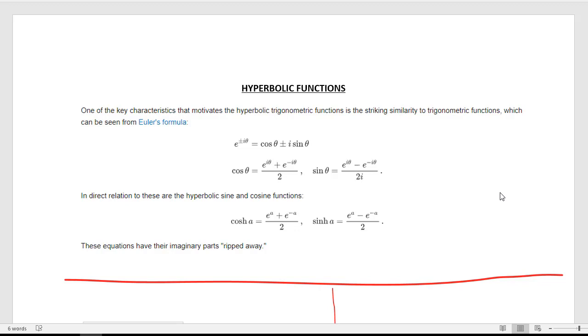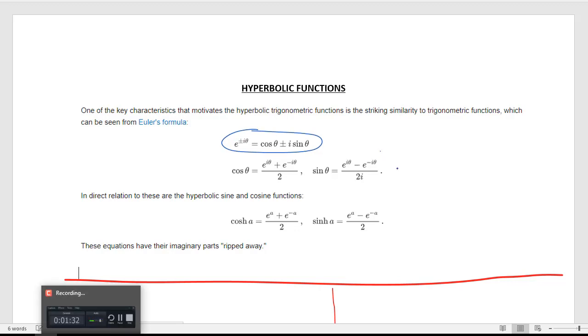First of all, there are some connections, some similarities, between the standard trig functions and the hyperbolic trig functions. The hyperbolic trig functions can be thought of using Euler's formula, e to the i theta. If I have a base e exponential that has a complex, imaginary domain, we can break that up into a real and imaginary part.